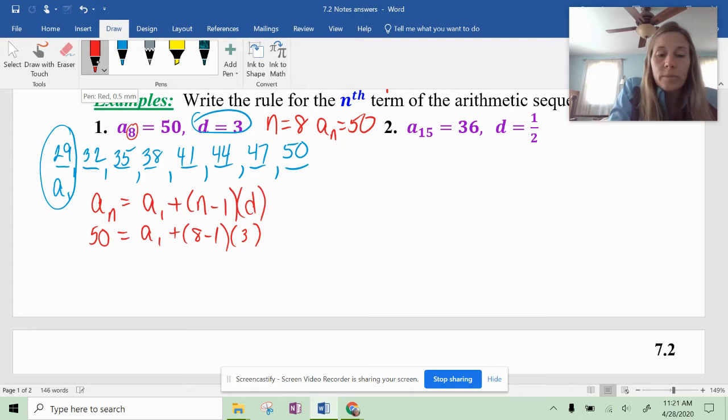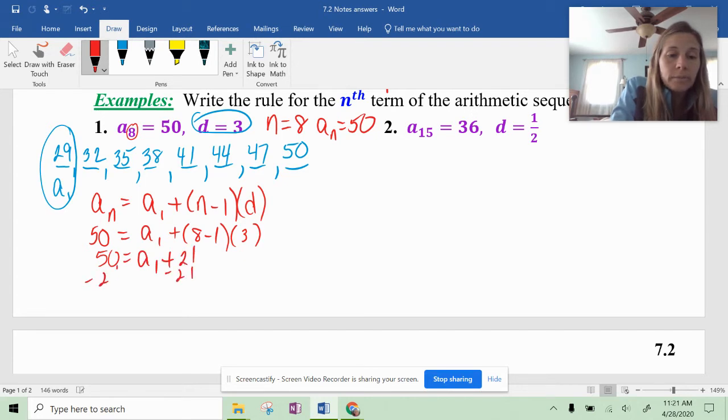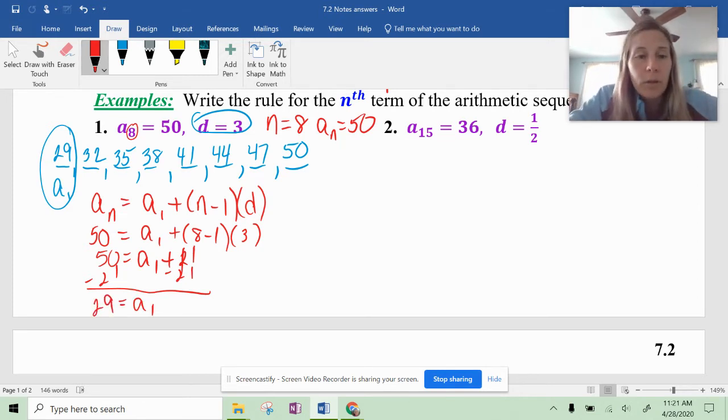Now here you're just using your PEMDAS. 8 minus 1 is 7. 7 times 3 is 21. And then we would subtract the 21. And you have a sub 1 equals 29, which is the same thing we did by setting up the sequence and just counting backwards and filling in the blanks. So it doesn't matter how you get it. There's a few different options of what you could do.